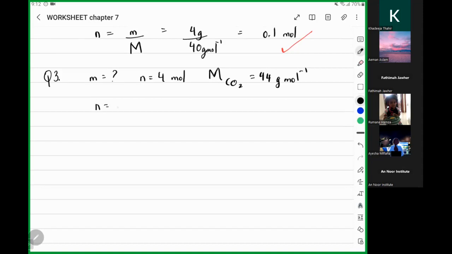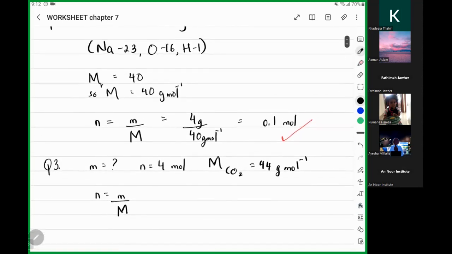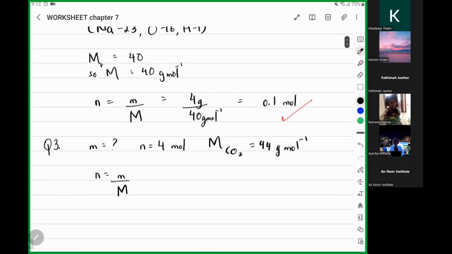So n equals simple m over capital M. Don't miss the steps because steps also carry marks. So don't be in a rush. So mass will be what? n into capital M. So it will be 4 mole into 44 grams per mole. So that gives you 176 grams. Did you get it? Yeah, Miss. Right. Next one.